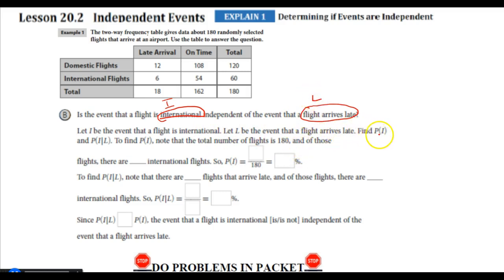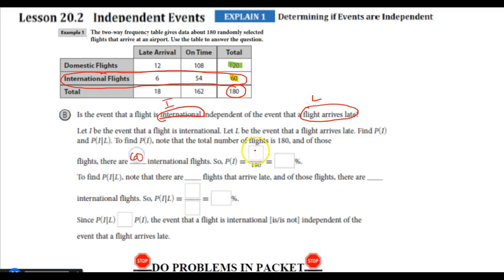Alright, so we're going to find the probability that a flight is international, and the probability that if it's international, will it be late. Just note that we are given, again, the same total of 180. And out of 180, how many of the flights are international? So again, I'm going to circle international, and again, I'm going to go ahead and highlight. So I highlighted both numbers, 60 and 120. Which one of these is international, though?